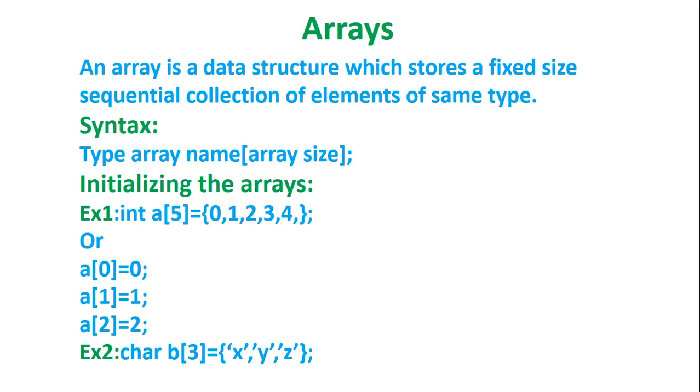Now I am going to tell about arrays. An array is a data structure which stores a fixed size sequential collection of elements of same type. That is, array is a collection of variables of same type. The syntax of the array is type, array name, array size.